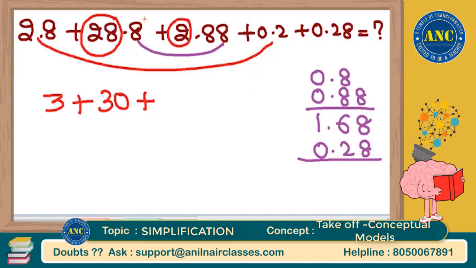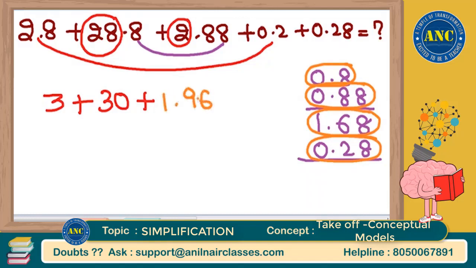I told you that this is 80 paise and 88 paise. 80 plus 88 is 168 paise. For 168 paise, add another, how much is it? 28 paise. 168 paise plus another 28 paise. Can I say that it is nothing but 168 plus 28, which is 196 paise. So this is what you are left with, sir, right?